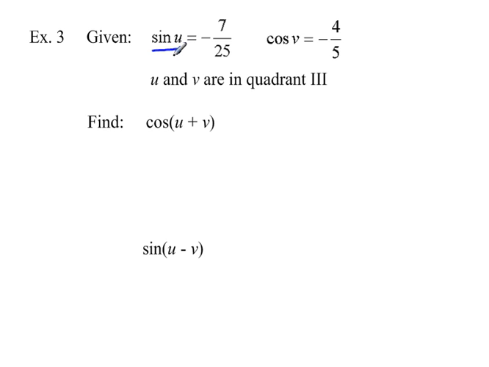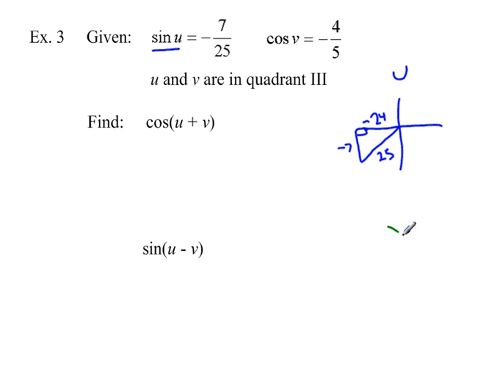So first of all, I'm going to sketch U. So here's U. It's in quadrant 3. So U looks something like this. The sine of angle U is negative 7 over 25. And I can use the Pythagorean theorem to find that missing side is negative 24. Again, since it's to the left, it must be negative.